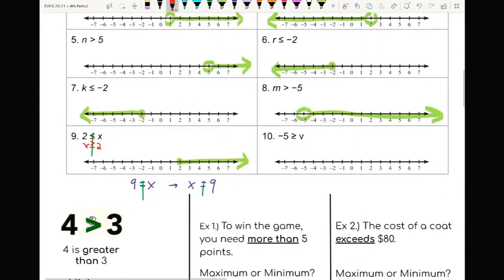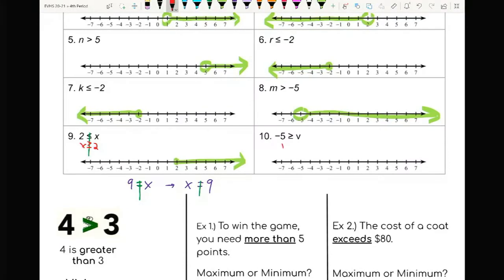For number 10, again, we're going to flip that around. But when I do, the inequality sign reverses because we still got to open towards the -5. And now, open or closed? Closed. And which way do I go? Left.